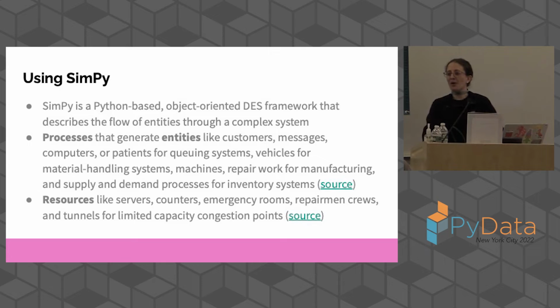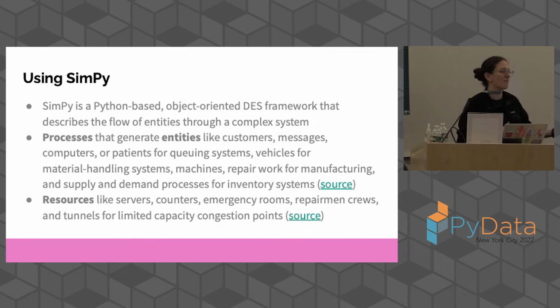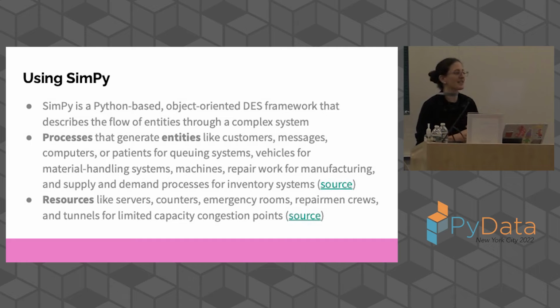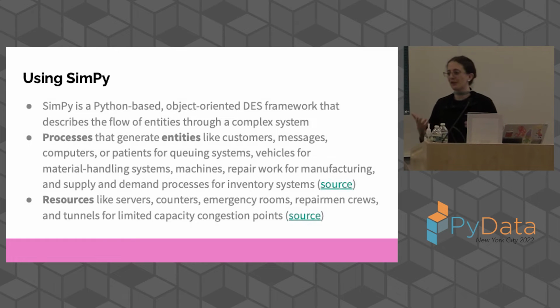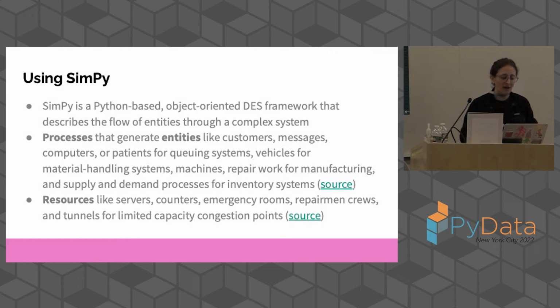All right, so we're going to be using SimPy. SimPy is the package in Python we will use for discrete event simulation. SimPy is a Python-based, object-oriented discrete event simulation framework that describes the flow of entities through a complex system. That's really convenient because we just talked about the theory of describing the flow of entities through a complex system. Within SimPy, we're going to see these words again: processes, entities, and resources.